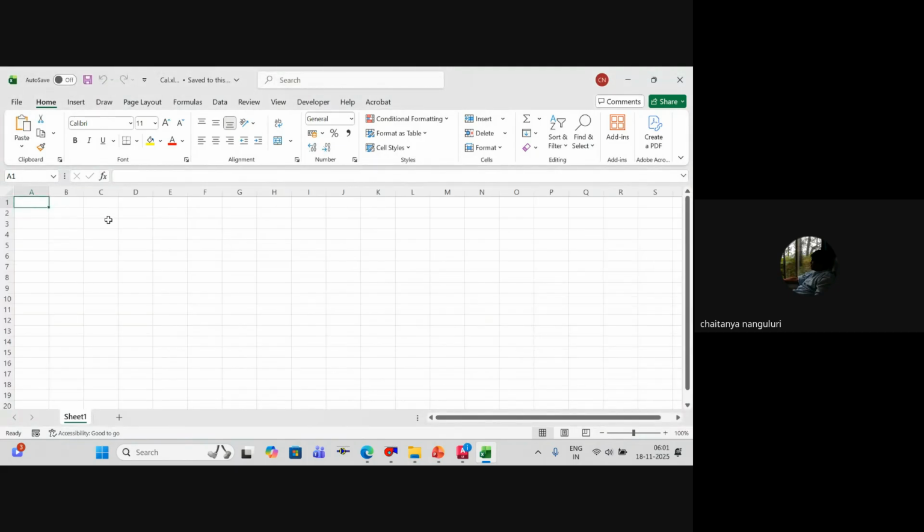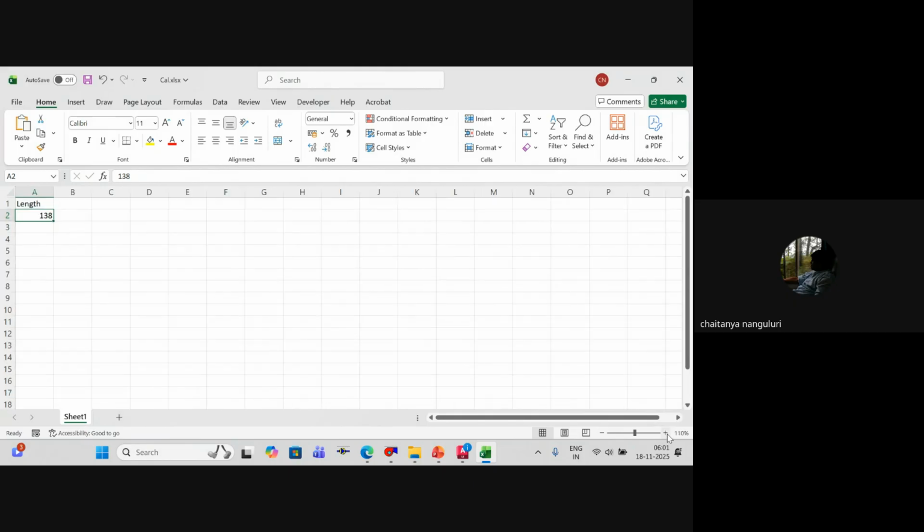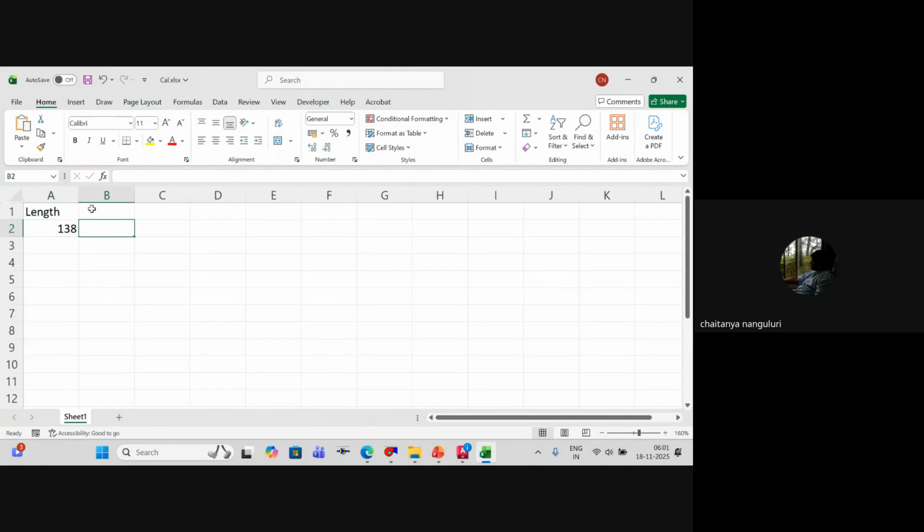Okay. Now, what is the total length? Length of the wall is how much? Length 138. 138 meters. So, per running meter, how much is the flow rate you require?